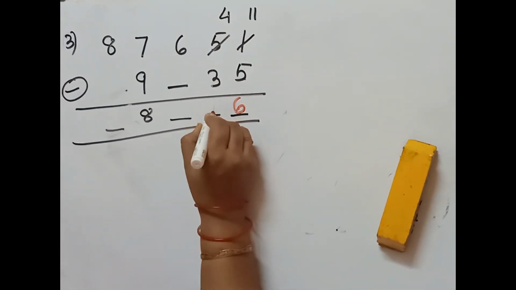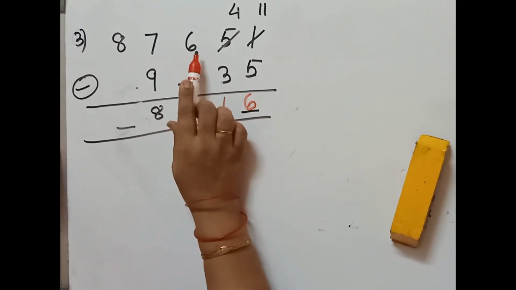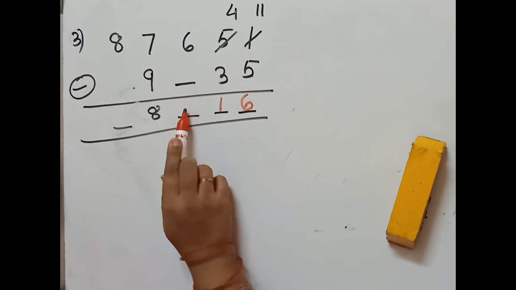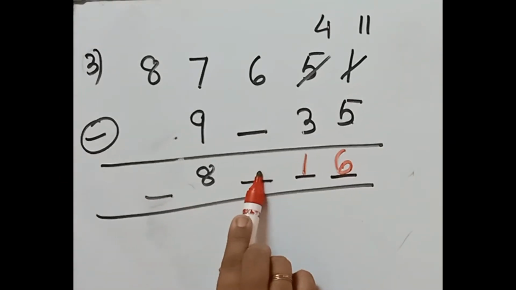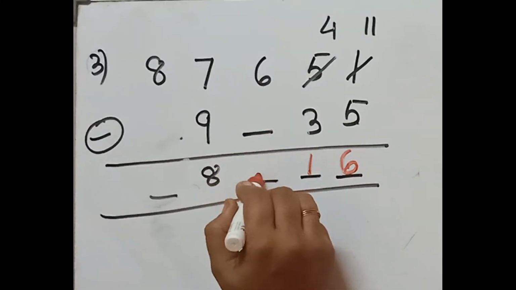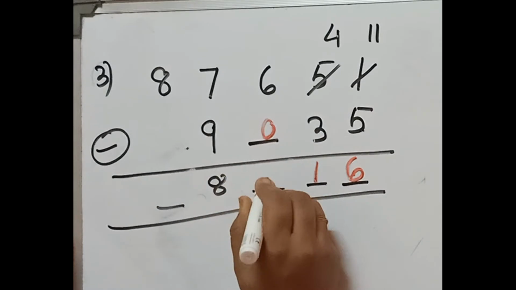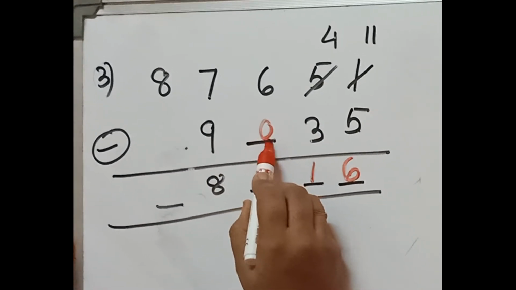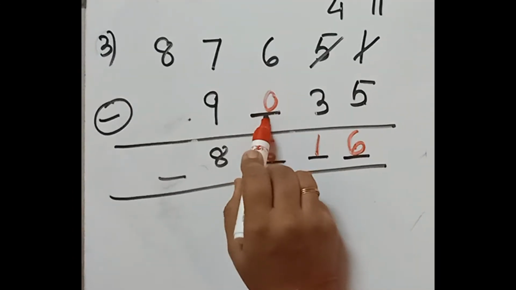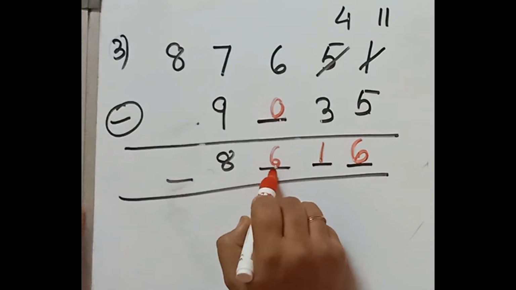4 minus 3, 1. Okay, now children, here 6 is there and here there is no number. Here also there is no number. So what should I do? Now here there is no number and here it is. So what am I going to do? 6 minus 0. Again you will get 6, because they have not given any number. So we have to select it. Which number is going to be there? This answer will be there.